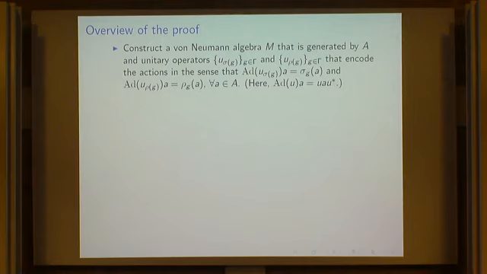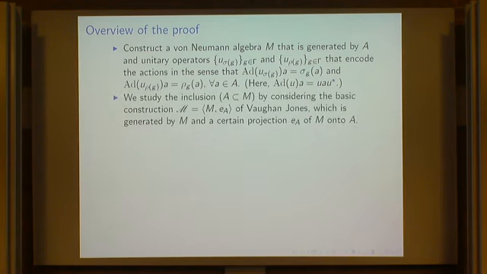This is just an overview. I'll go over these things in some more detail. So you construct this M, which in some sense encodes the action. And to study that inclusion of A in M, you build the basic construction of Vaughan Jones. It's become fairly standard over the last few decades that if you want to study an inclusion, you study the basic construction. It's a new von Neumann algebra that's generated by this M that you constructed, as well as a projection from M onto A. I guess you're sort of reflecting A about M.